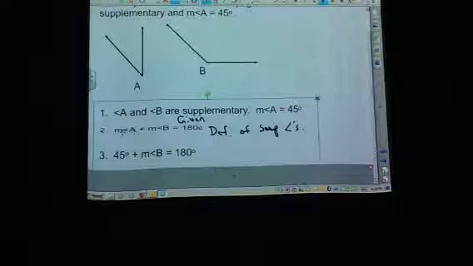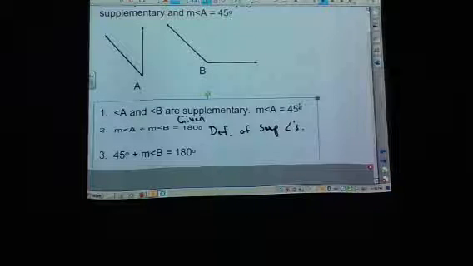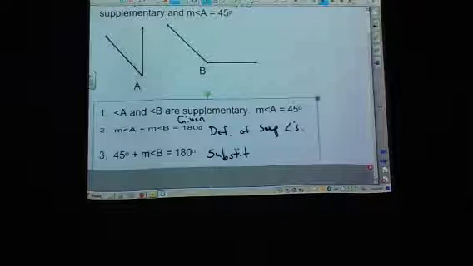It looks like they changed the measure of angle A to 45 degrees. We're given that the measure of A is 45 degrees. So what property allows us to plug it into the equation? What property would that be when we take something and plug it in? Substitution? Yes, that would be substitution. Very good.